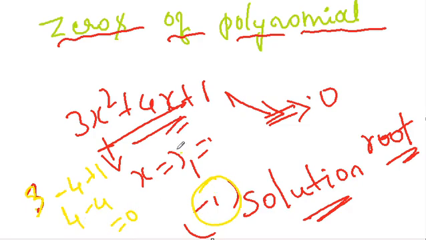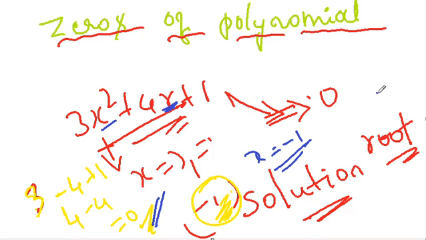So when you give the x value minus 1, that means this is the solution. This is the root of the given equation. This is the zero of this given polynomial. Because when you substitute this variable value in the given polynomial, it makes the polynomial equal to 0. When I substitute x equals minus 1 in the given polynomial 3x square plus 4x plus 1, you get 0. So that means x equals minus 1 is the solution, or root, or zero of the given polynomial. Any name you can call it.